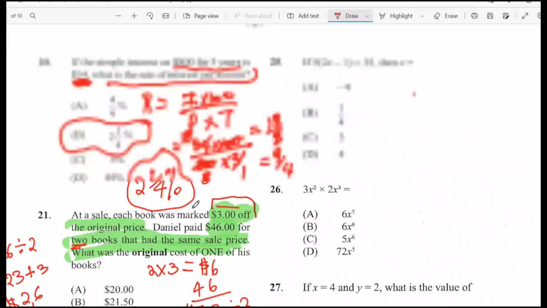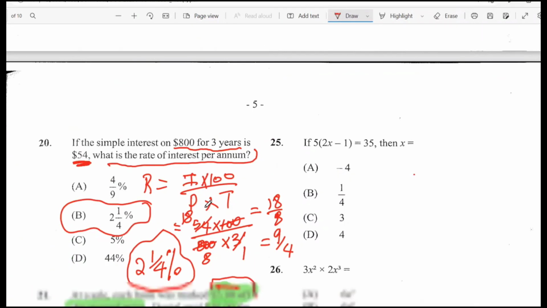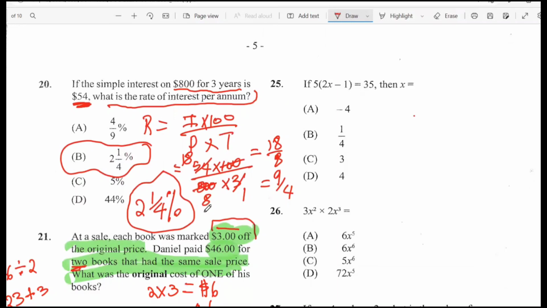Number 25. Five into 2x minus 1 is equal to 35. So we want to solve this ordinarily. So we're going to distribute the 5 and then sort this out. So 5 times that is going to give us 10x. 5 times negative 1 is going to give negative 5, and this is equal to 35.